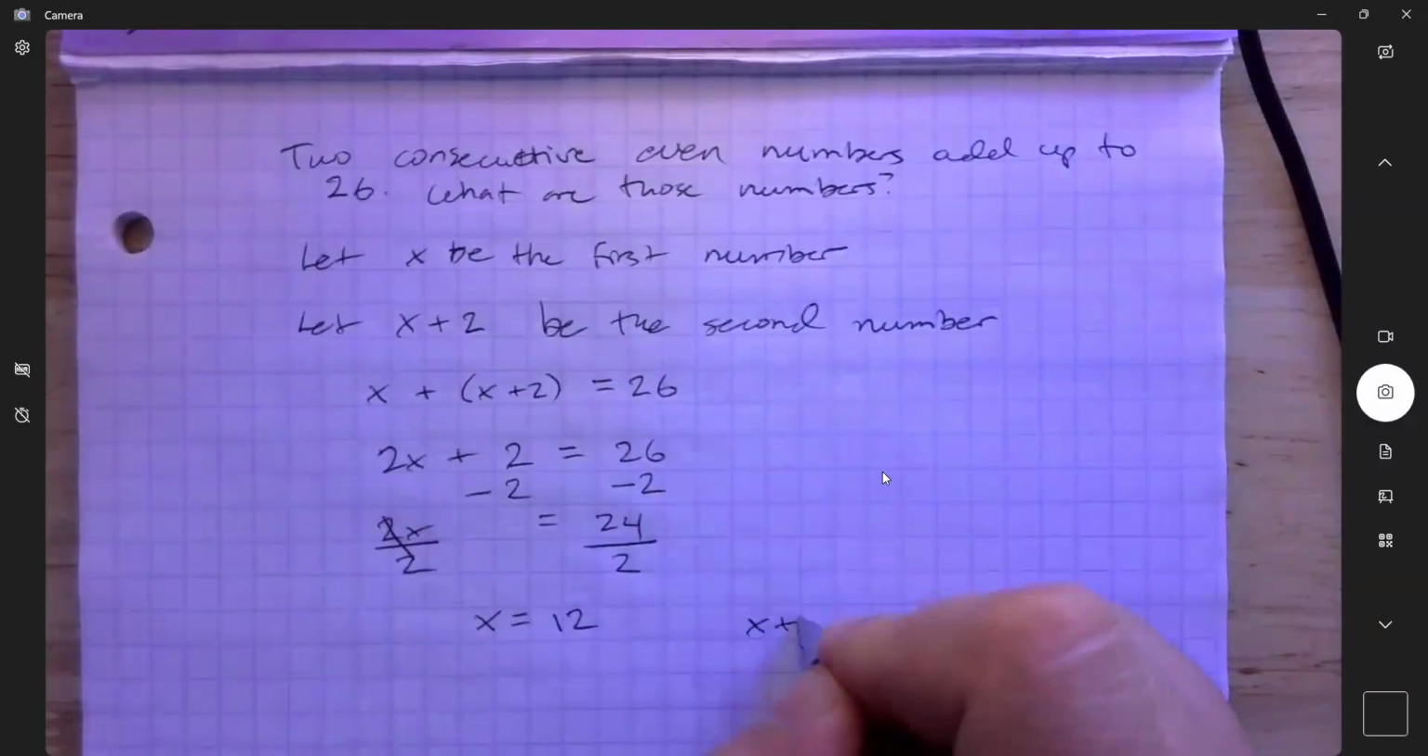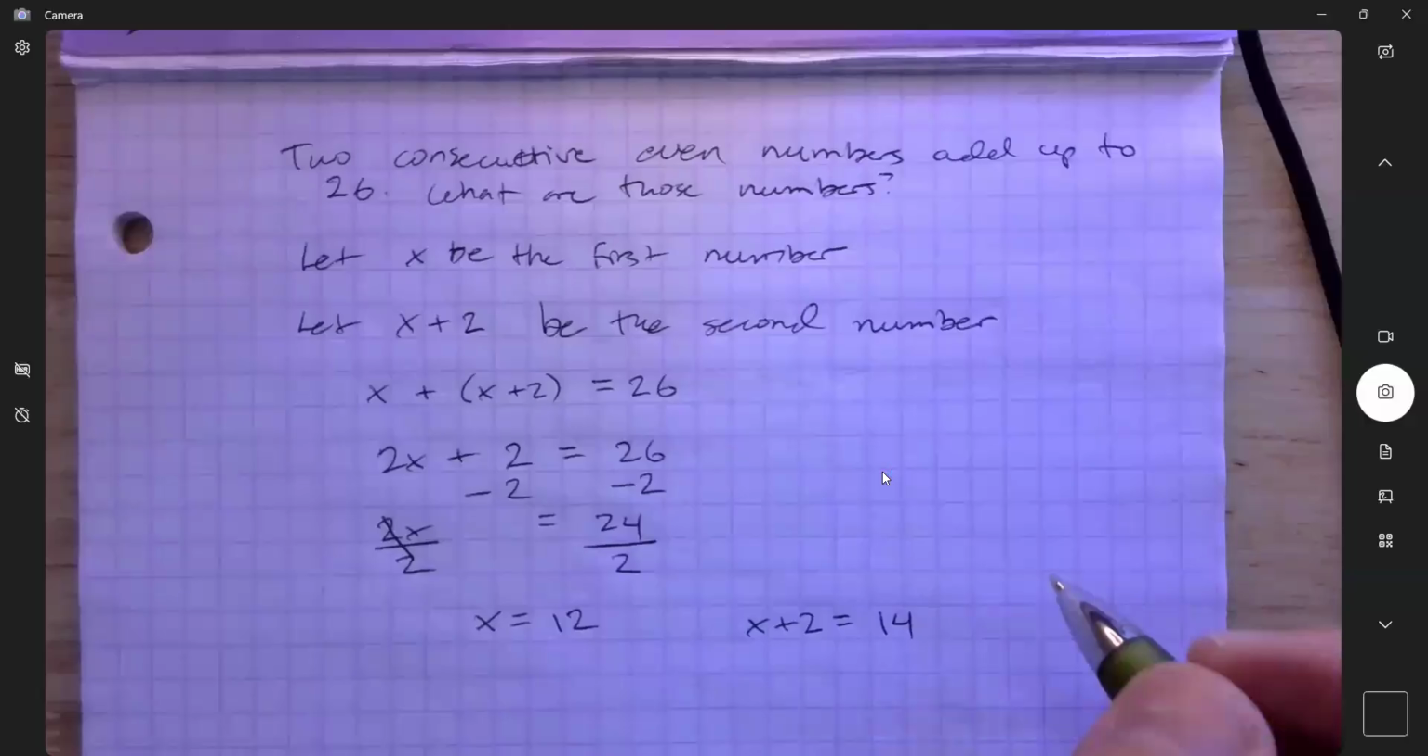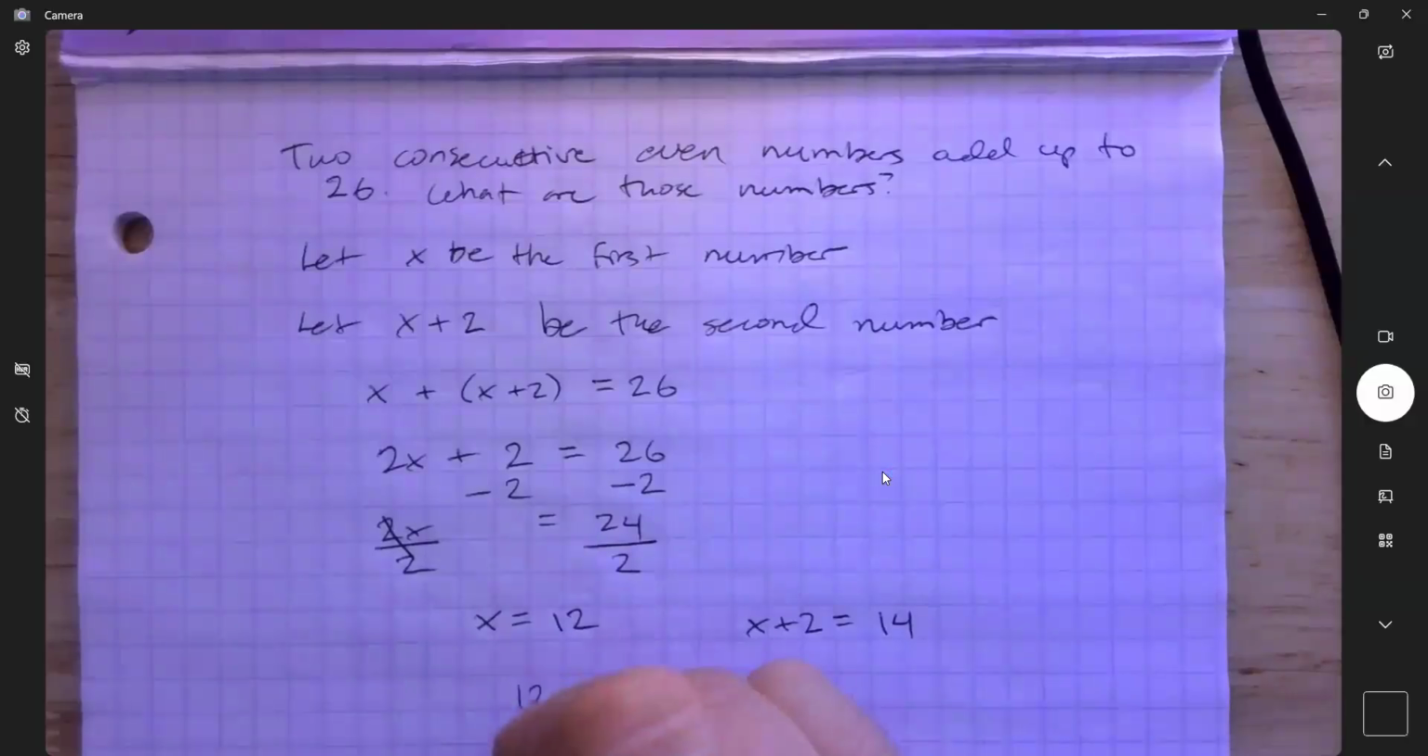Which means that x plus 2, the second number, should be 14. And sure enough, 12 plus 14 equals 26. All right, so that was a word question, but it didn't really deal with the physical situation. So I'll do an example of a physical situation word question now.